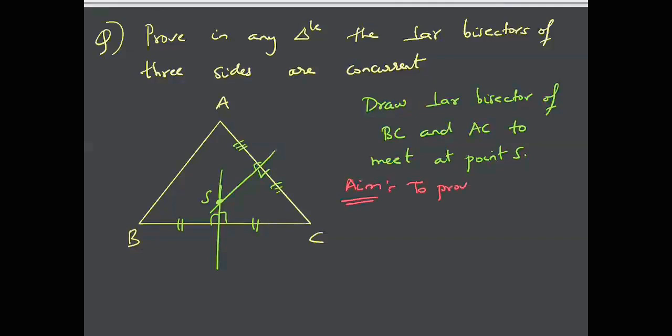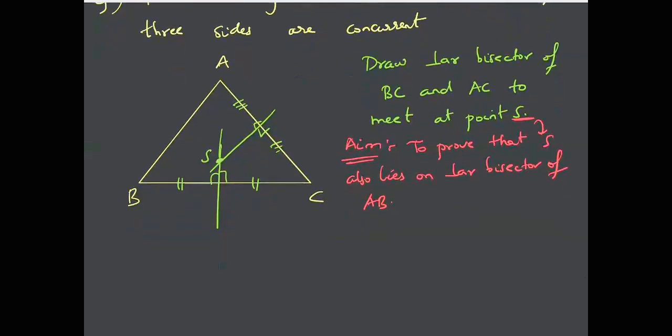Aim is to prove that the same point S also lies on the perpendicular bisector of AB. So this is our aim. Okay, let us prove it. Instead of me proving, I'll just give you a couple of minutes to try this, then we'll discuss. So we have drawn the perpendicular bisectors of BC and AC to intersect at point S. Now we need to prove that this S also lies on the perpendicular bisector of AB. This is our aim. Just use the previous three or four questions which you have done to do this. So we'll discuss after a couple of minutes.